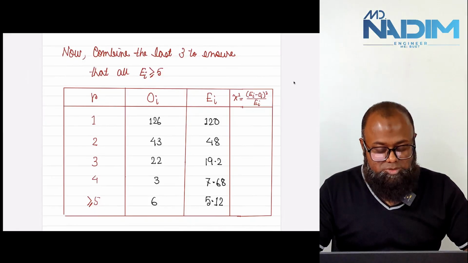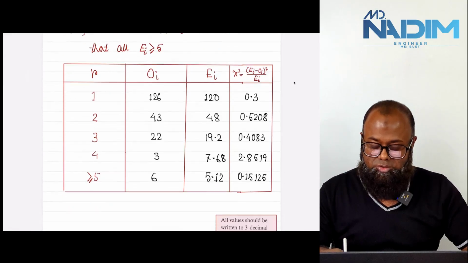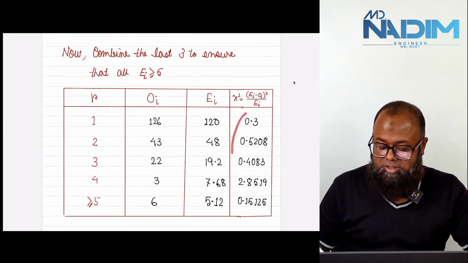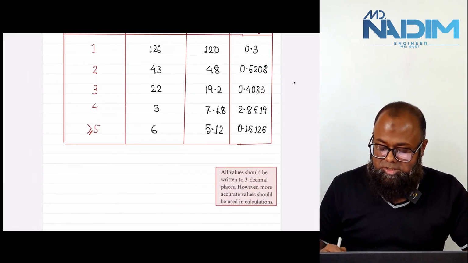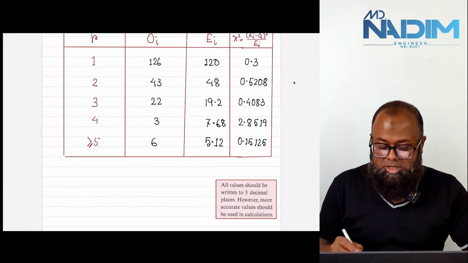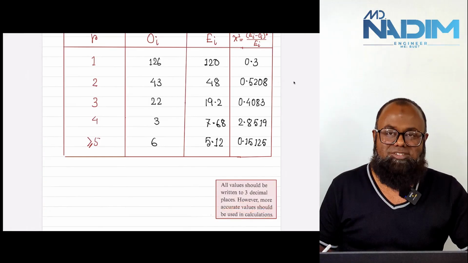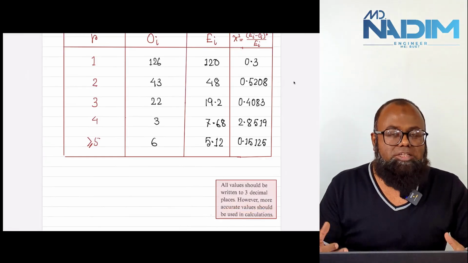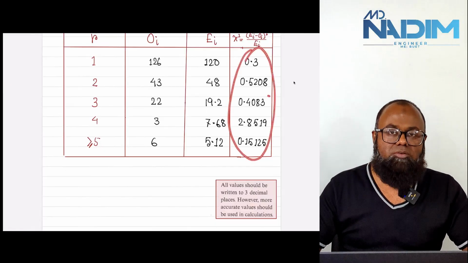So let us check the values with mine. 0.3, 0.5208, 0.4083, 2.8519, 0.15125. Now, some students ask, sir, how many significant figures should we use while writing down these values? So the general instruction is all values should be written to 3 decimal places. However, more accurate values should be used in calculations. So 3 decimal places is okay, but if you take more, that is more okay. That's it. So now if I add all of them, I will get the value of the chi-square.